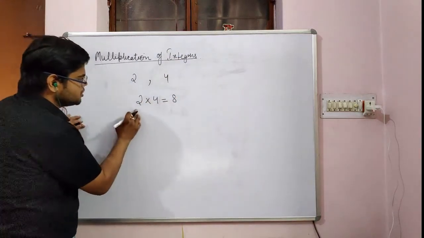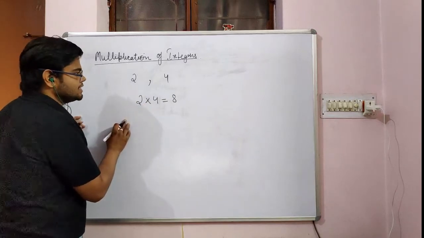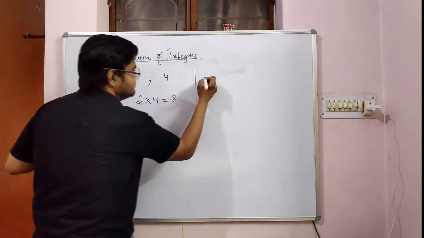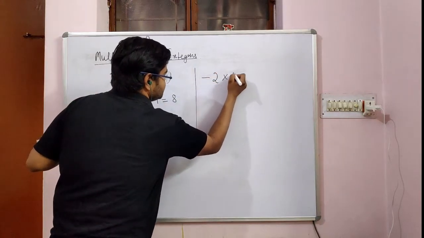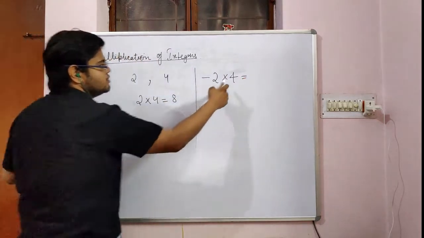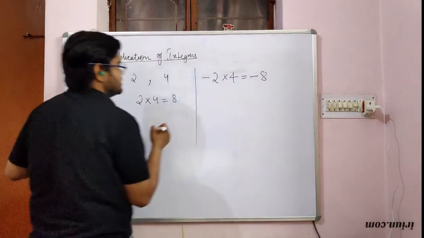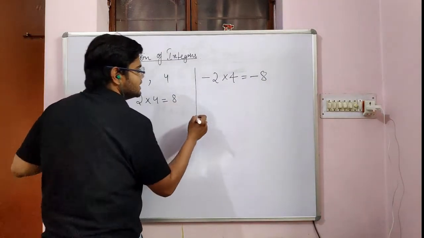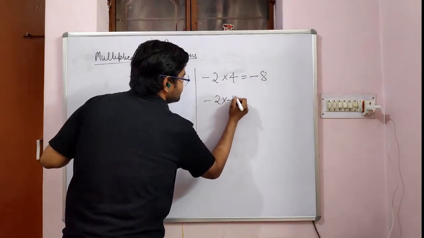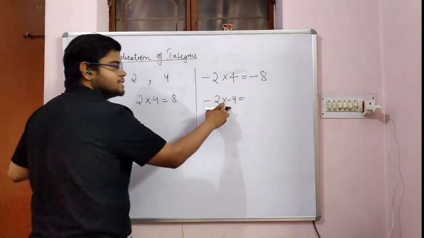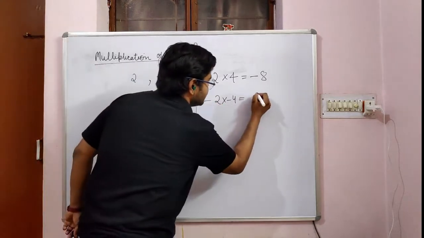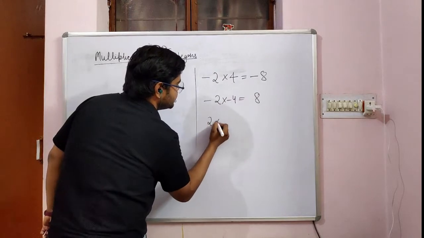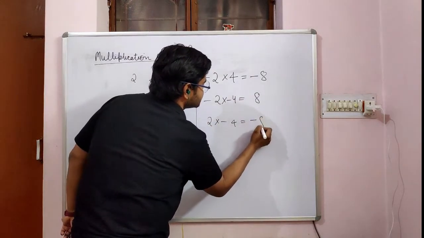Both the integers 2 and 4 have the sign plus, but suppose 2 becomes minus 2 and we multiply it with 4, then what will be the result? It will be minus 8. If 4 becomes minus 4, then minus 2 into minus 4, minus into minus is plus, so it will be 8. And if it is 2 into minus 4, then again it is minus 8.